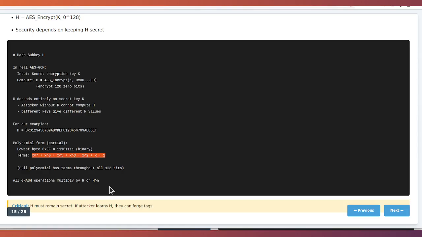Every GHASH operation involves multiplying data by H or powers of H. The security of GHASH depends entirely on H being secret. An attacker who learns H can forge authentication tags. Therefore, H must be kept as secret as the encryption key itself.